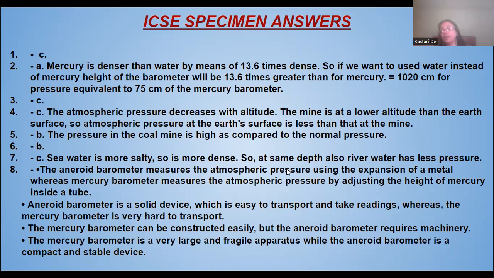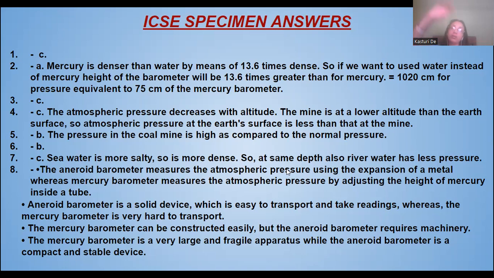And the mercury barometer indicates the height of the mercury level inside the tube. The aneroid barometer is a solid device which is easy to transport and take readings, whereas the mercury barometer is very hard to transport, because there's a glass tube which can break. Then the mercury barometer can be constructed easily, but the aneroid barometer requires machinery. So construction is more difficult for the aneroid barometer than the mercury barometer. The mercury barometer is a very large and fragile apparatus, whereas the aneroid barometer is compact and stable.